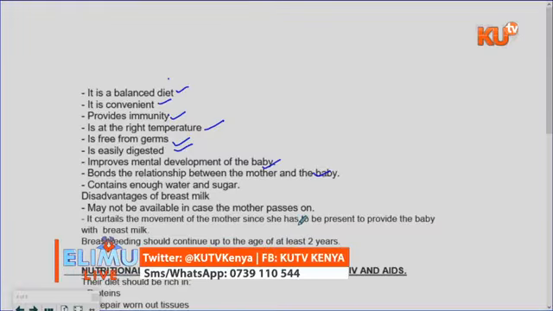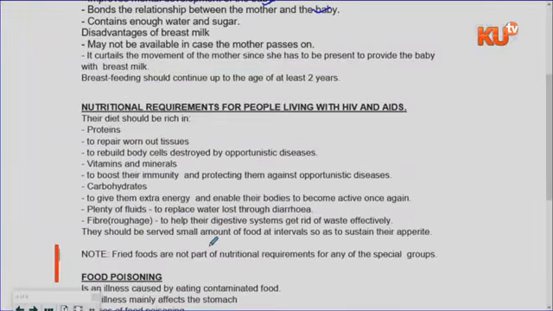The second disadvantage, it curtails the movement of the mother since she has to be present to provide the baby with the breast milk. The other one, you should note that breastfeeding should continue up to the age of at least 2 years. So as you introduce this weaning food, make sure the baby still breastfeeds so that the immune system can be very strong.